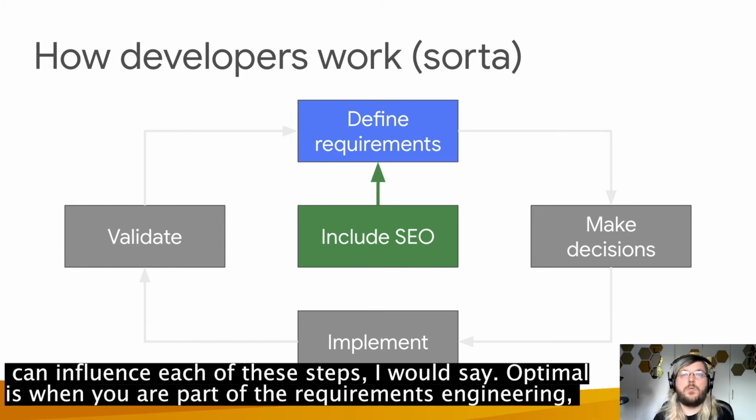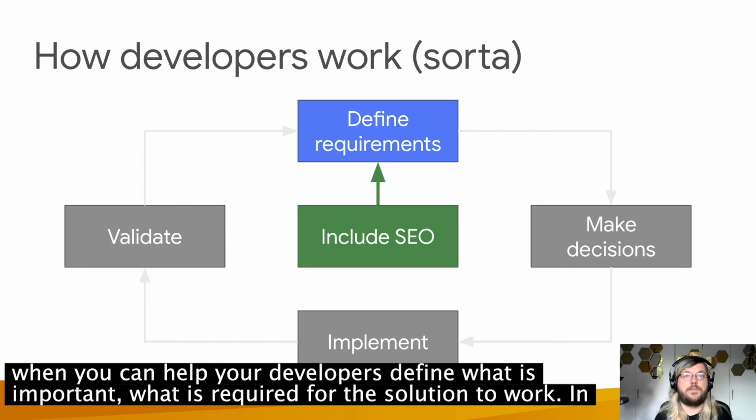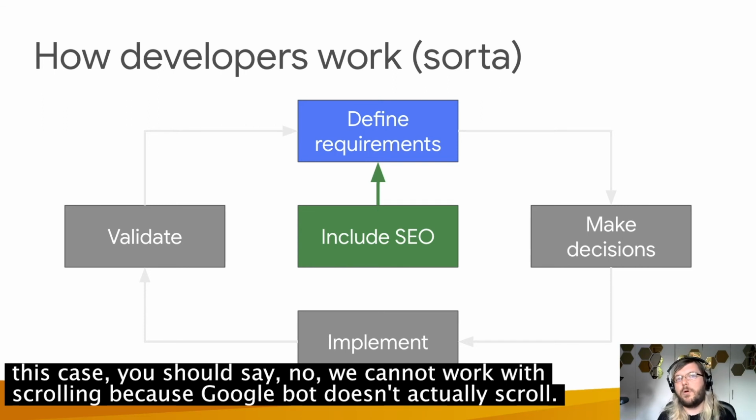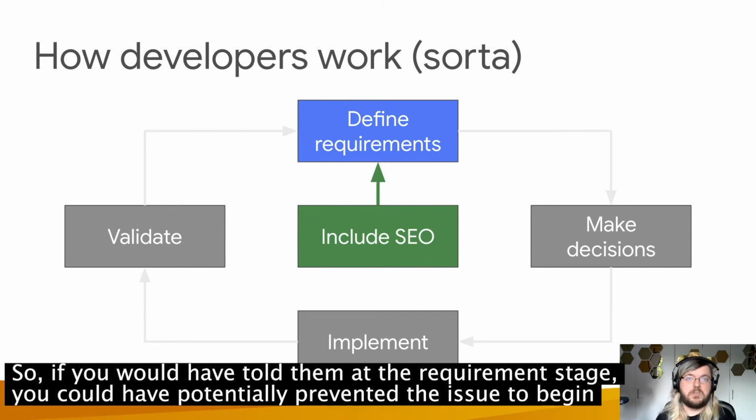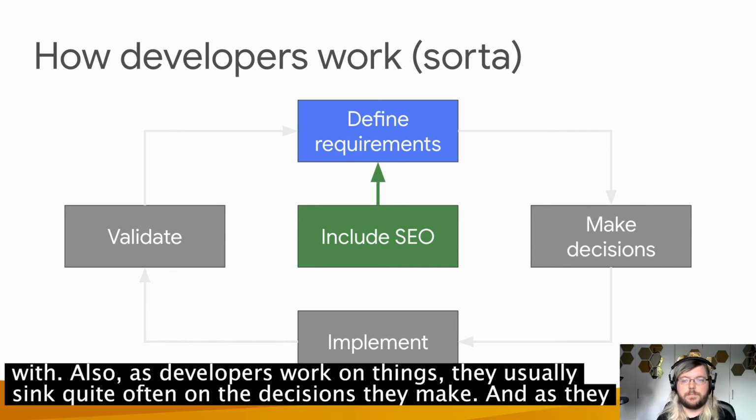Now, you can influence each of these steps, I would say. Optimal is when you are part of the requirements engineering, when you can help your developers define what is important, what is required for a solution to work. In this case, you should say, no, we cannot work with scrolling because Googlebot doesn't actually scroll. So if you would have told them at the requirement stage, you could have potentially prevented the issue to begin with.